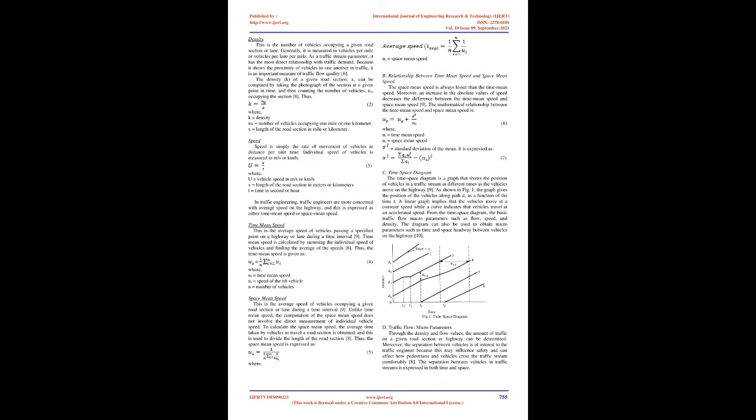The diagram can also be used to obtain micro parameters such as time and space headway between vehicles on the highway. Traffic flow micro parameters: through the density and flow values, the amount of traffic on a given road section or highway can be determined. Moreover, the separation between vehicles is of interest to the traffic engineer because this may influence safety and can affect how pedestrians and vehicles cross the traffic stream comfortably.